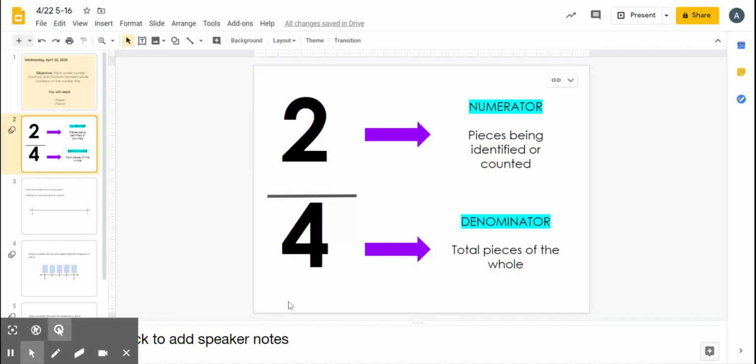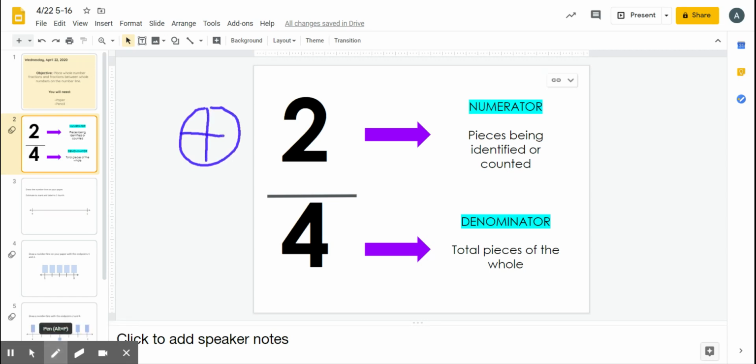Okay, so first thing we're going to do is review some of the things we've already talked about. So here we learned that a fraction has two parts. It has a numerator and a denominator. So if I wanted to draw a picture to match this fraction 2/4, I would draw a circle. And then I would break it apart into 4 equal pieces. The reason why I would divide it into 4 equal pieces is because our denominator tells us the total number of pieces. So in this case, the denominator is 4. So that told me to break it into 4 pieces.